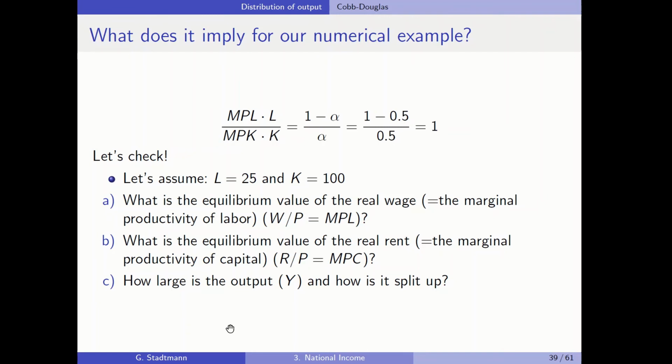What is the equilibrium value of the real wage, like the marginal productivity of labor? Then we have to answer the question, what is the equilibrium value of the real rent, or like the marginal productivity of capital? And we also need to know how large is the output and how is it split up.